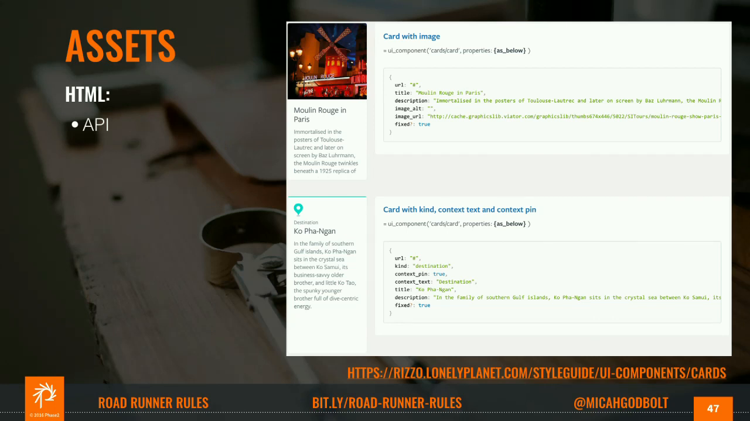Now, Lonely Planet people have put together what they call Rizzos, their style guide. They take stuff from Muppets, apparently. And it's this notion that every single component has an API. It's a set of inputs that need to be passed in to create an output. And there's a couple of examples right there. Here's the fun part. Any idea what template or markup is on the other side of that? Do we care? No. Does the output look like it should?